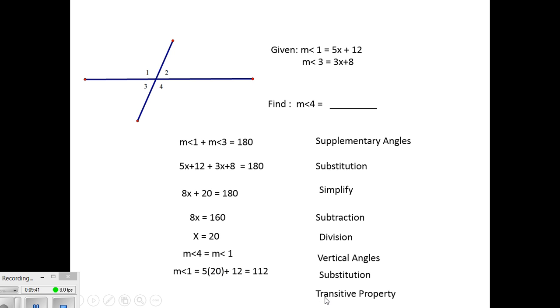Now, look at the next thing it says, transitive property. The measure of angle 4 is 112. How did we get that? Well, by transitive property, if angle 1 is equal to 112, which we've established, and angle 1 is equal to angle 4, then angle 4 is equal to 112. Again, angle 1 is 112. Angle 1 is equal to angle 4. Therefore, angle 4 is equal to 112.